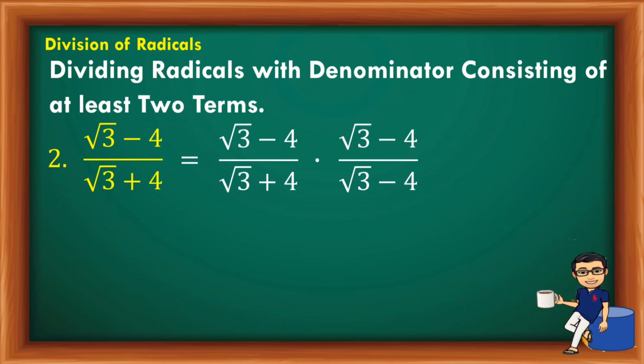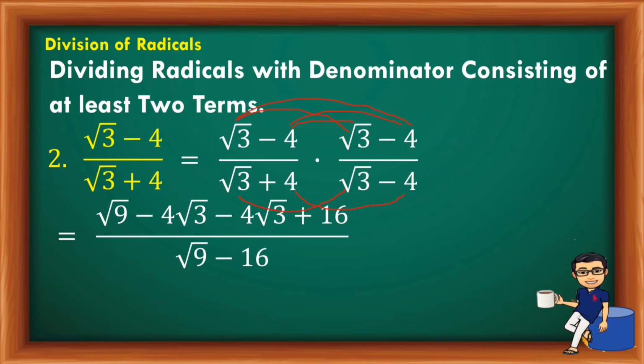So, i-multiply natin ito doon. Tapos ito doon. Then, ito naman second term doon. Tapos ito doon. Okay na? Ito naman, ito na lang, at saka ito ay ito na lang. Kasi sum and difference. Okay? At ito yung result. Square root of 3 times square root of 3, square root of 9. Then, square root of 3 times 4, ayun yun, negative 4 square root of 3 kasi negative 4 tayo doon. Then, negative 4 times square root of 3 is negative 4 square root of 3. Then, negative 4 times negative 4 is positive 16.